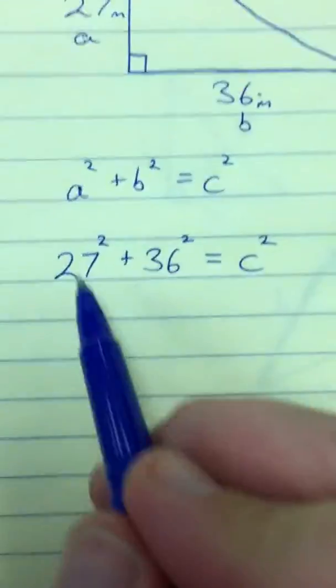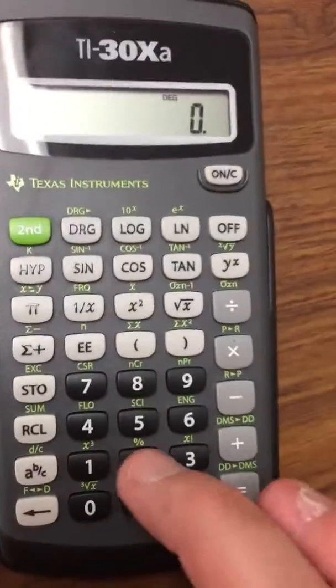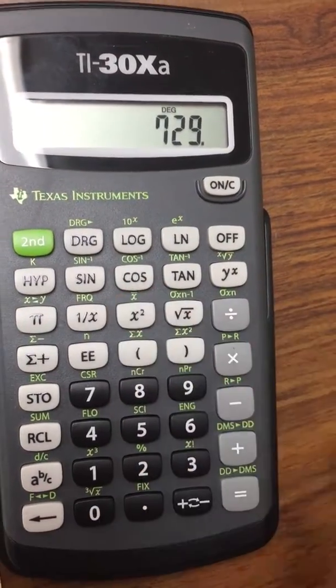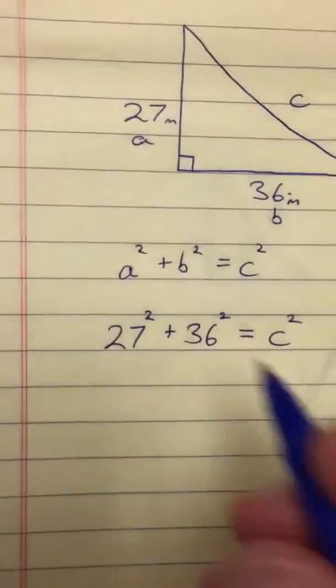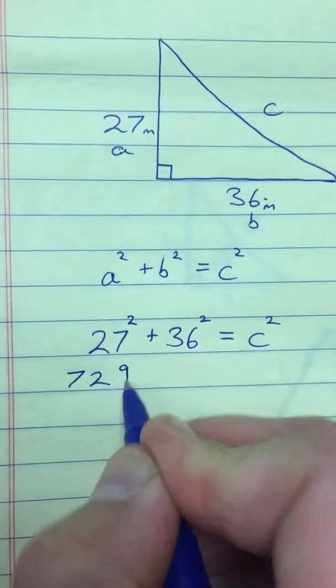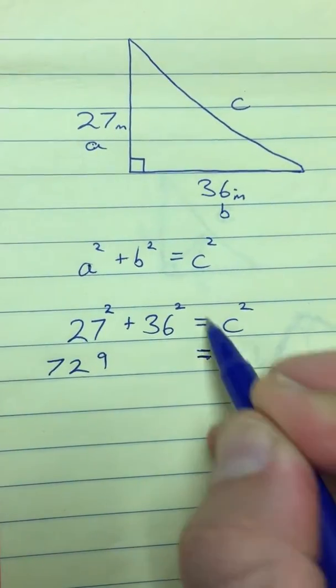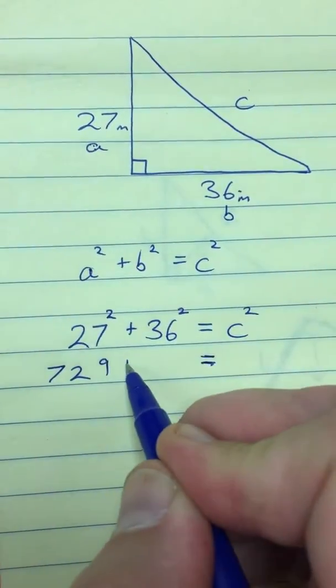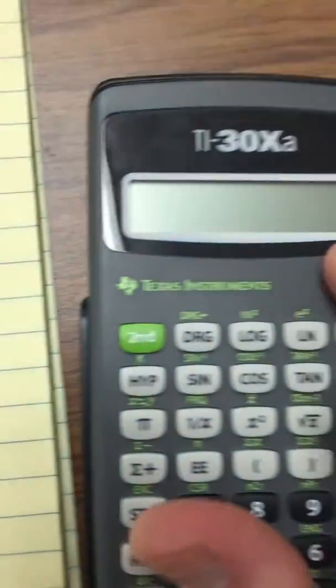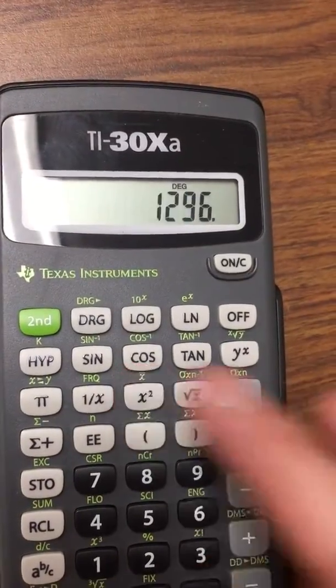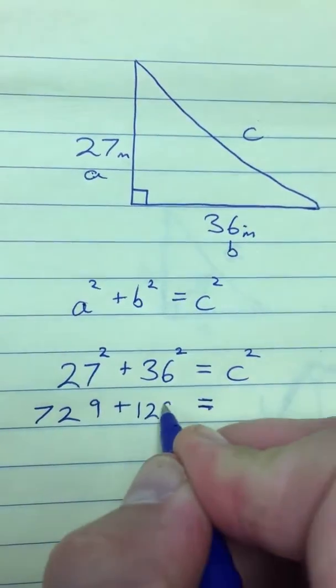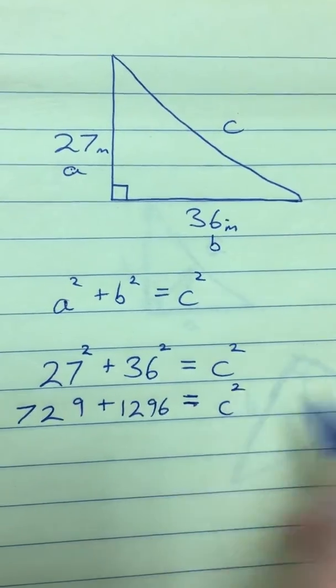And they're big numbers, but we're just going to work it out with our calculator. So 27 squared, the light isn't very good there. So 27, and on my calculator it's up here, so 729. And make sure you're putting everything straight underneath, and my equal sign is going to be straight underneath. So 729 plus 36 squared, 1,296, is going to equal c squared.